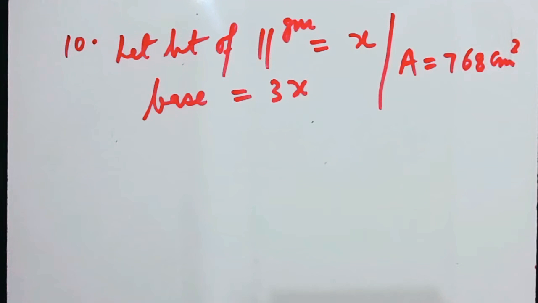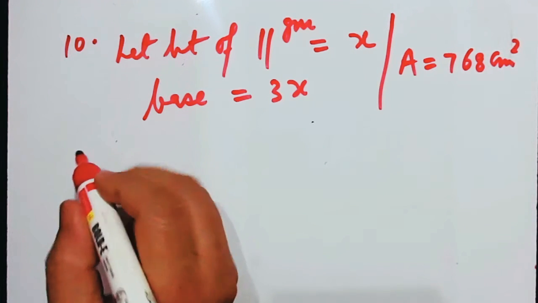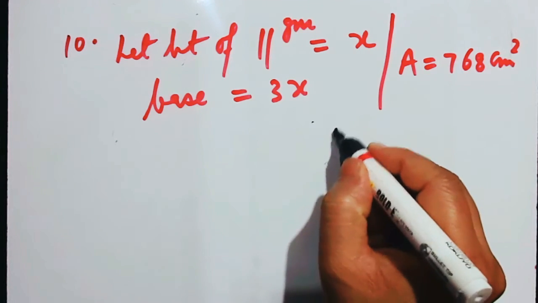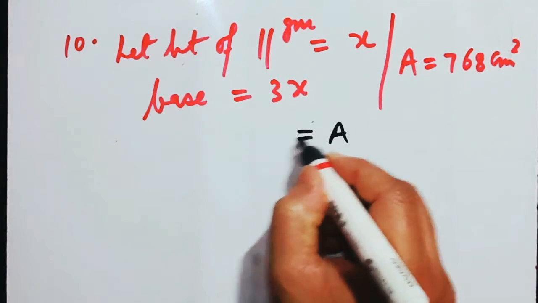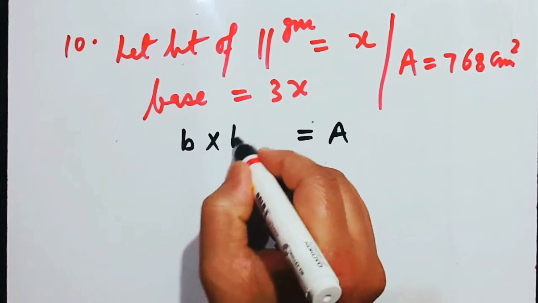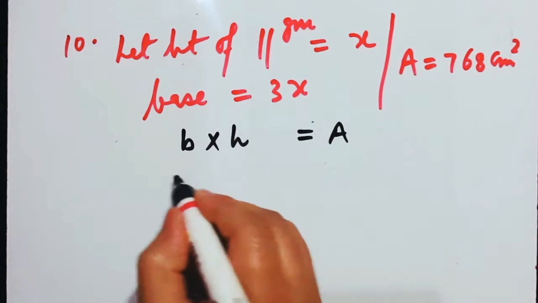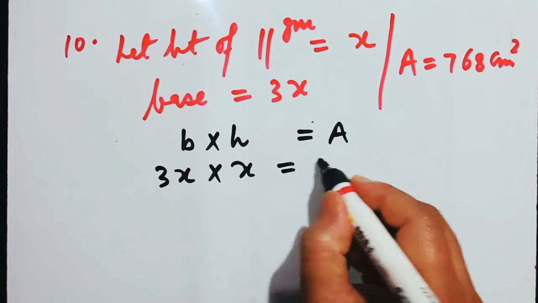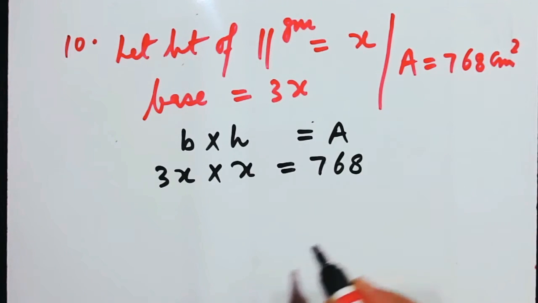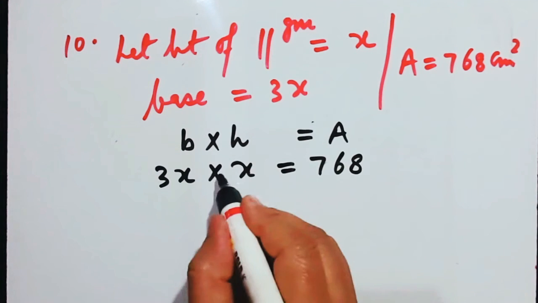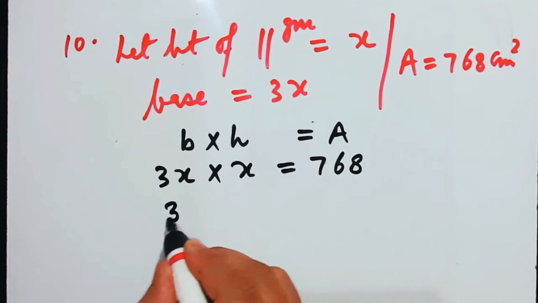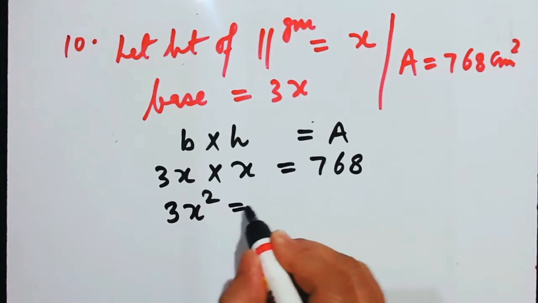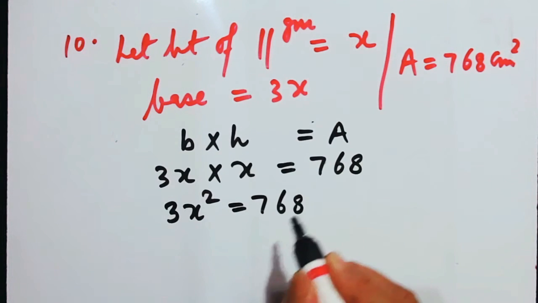Now let us concentrate on the formula that area is equal to base into height. Here the area of the parallelogram is equal to base into height. Your base was how much? 3x. Height was how much? x. So 3x into x is equal to 768. Now 3x into x is 3x square. 3x square is equal to 768.